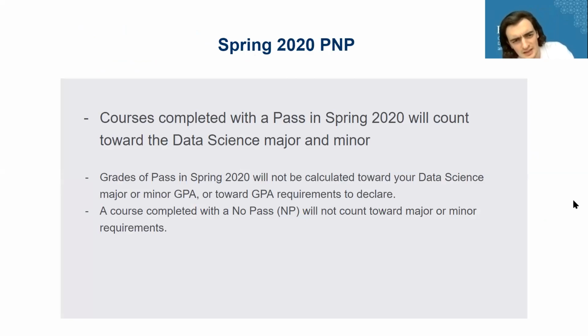For spring 2020, all classes can be taken for pass, no pass. And if you receive a pass in that course, it will count for the data science major and minor.